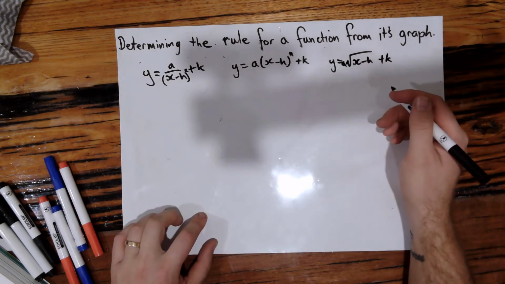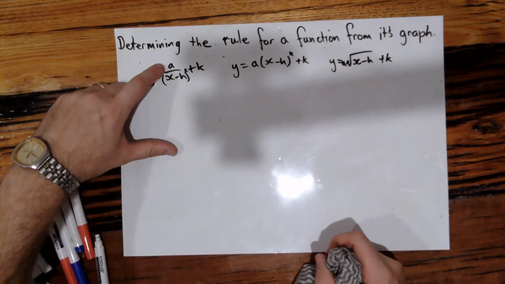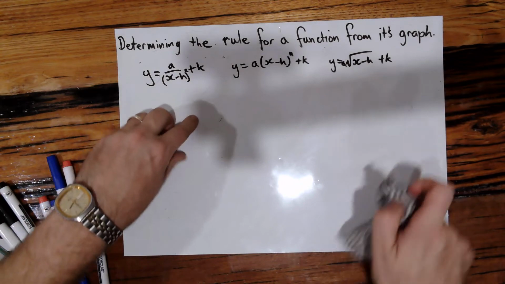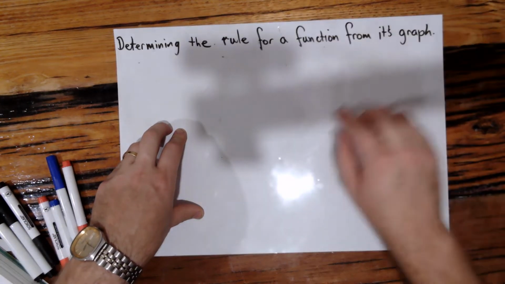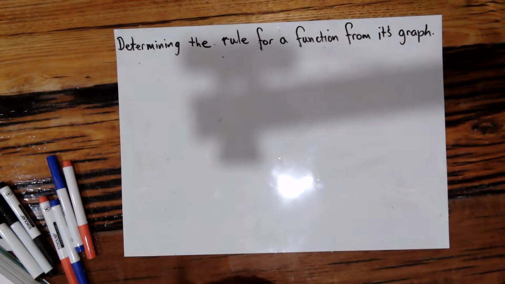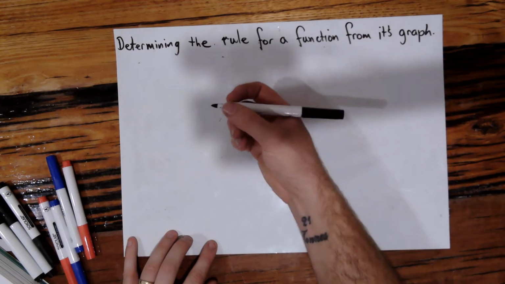Usually you'll be given one. And the other thing that you'll need to do is you'll be trying to find these values of a, h, and k. And so you'll be given other information that you can use along with information that you know about different types of functions to help you as well. So let's have a look at a worked example.